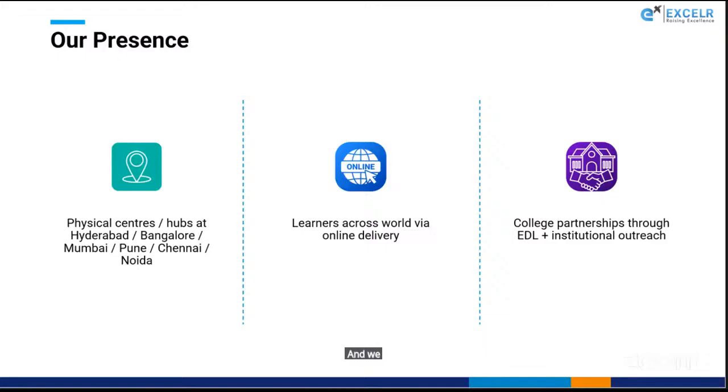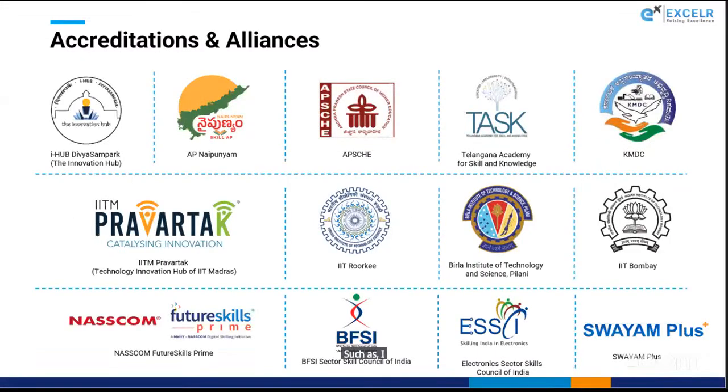And we have close to 2,000 plus partners, and we have major alliances and accreditations such as Divya Sampar, AP, Naipunyam, AppShape, TASK, and Swayam Plus. We also have associations with the BFSI Sector Skill Council and the Electric Sector Skills Council, which has really made it possible that you guys are also learning from the same ecosystem.